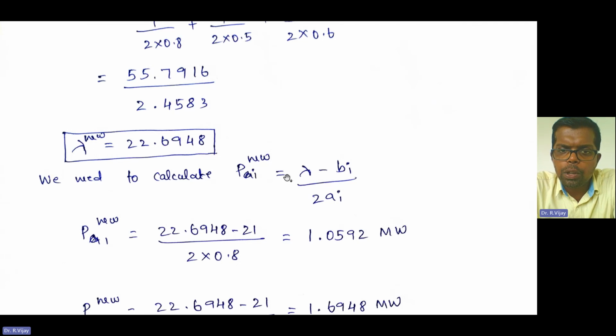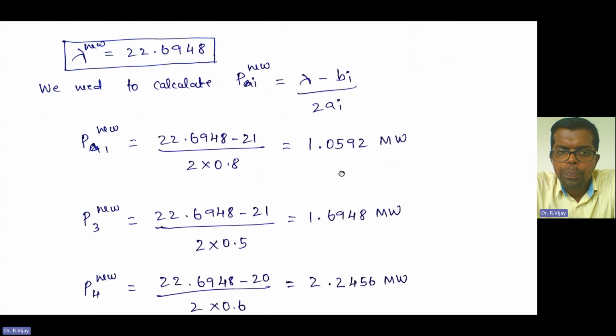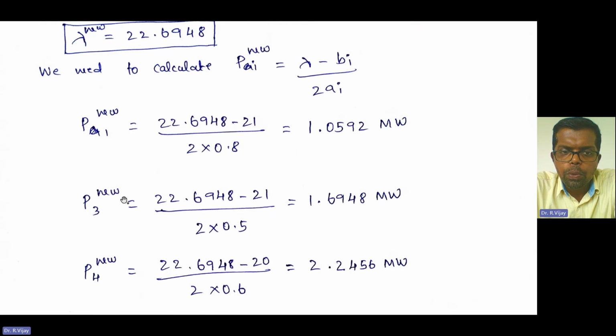Now from this lambda new value, we need to calculate PGi new, which is equal to lambda minus Bi divided by 2Ai. So lambda is 22.6948 minus B1 divided by 2A1, given from the problem. Just substitute those values and you'll get the answer as 1.0592 megawatt. Similarly, P3 new is lambda value 22.6948 minus B3 divided by 2A3. Substituting those values, you'll get the answer as 1.6948 megawatt.